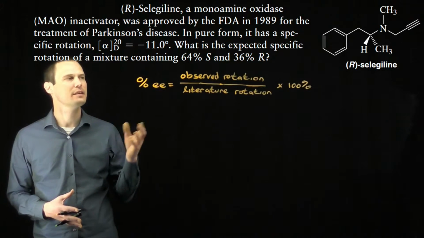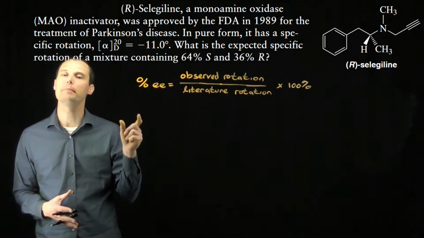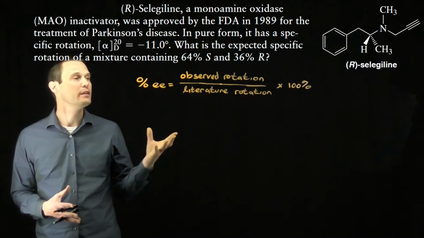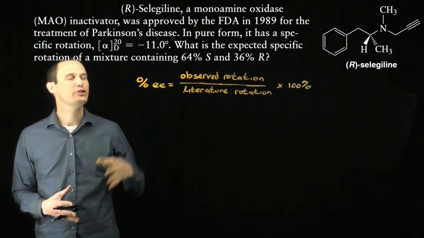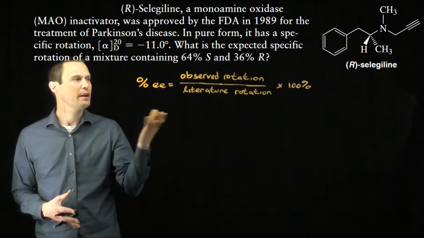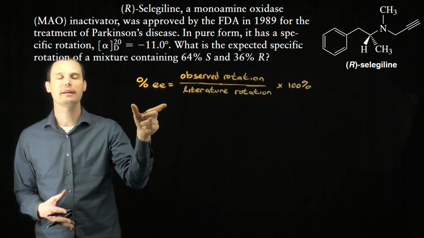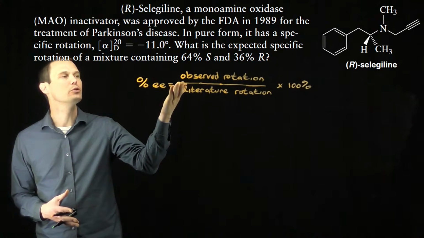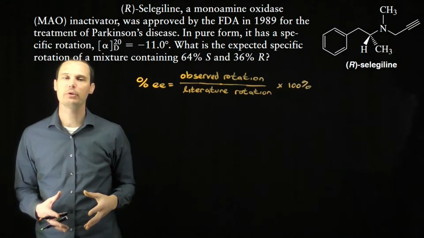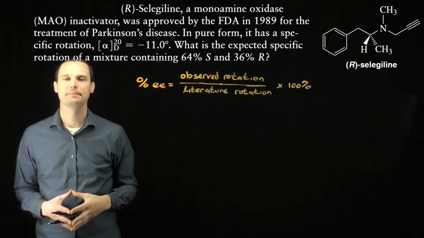This question is asking us to calculate the expected rotation of a mixture of a molecule, given its specific literature rotation in the R enantiomer form and the ratio of the R to S enantiomers in this particular mixture. Our calculation is going to be: the percent enantiomeric excess is equal to the observed rotation of the mixture divided by the literature rotation of the pure enantiomer times 100%.